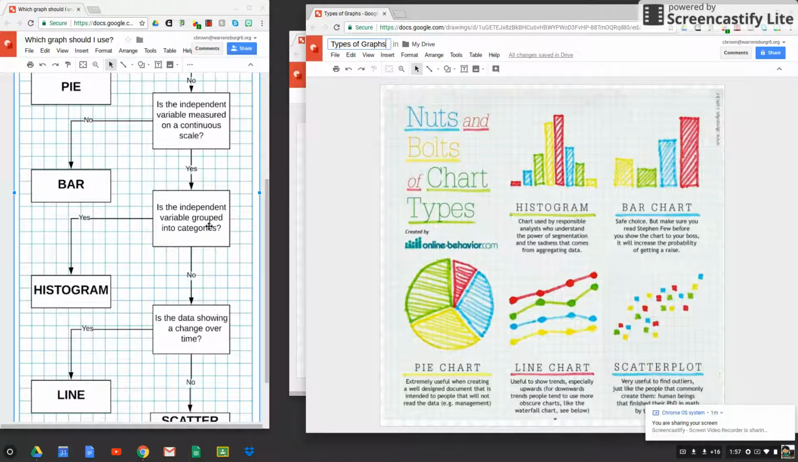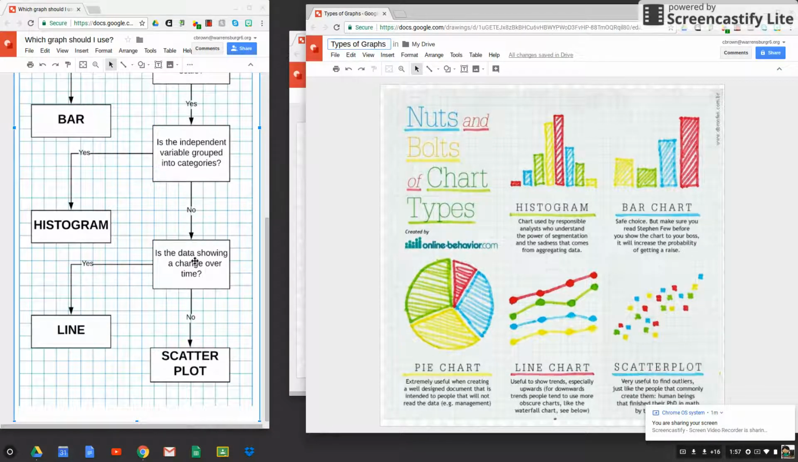If you answered no to category groupings, your next and last question is, is the data showing a change over time? If so, you're going to have a line graph. If not, you're going to make a scatter plot. Line charts, line graphs, and scatter plots look very similar, except in a line chart, you're going to connect those data points. Do not connect the data points unless you are showing a change over time.